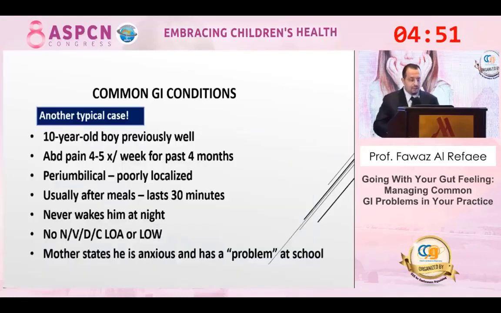This is my last case. This is a common scenario. I'm sure that everyone sees this. A 10-year-old boy, previously well, presented with abdominal pain 4 to 5 times per week for the past 4 months. He presents with periumbilical pain, poorly localized, usually after meals, lasting 30 minutes, never waking him at night, no nausea, vomiting, diarrhea, constipation, loss of appetite or loss of weight. Mother states that he's anxious and he has a problem at school.